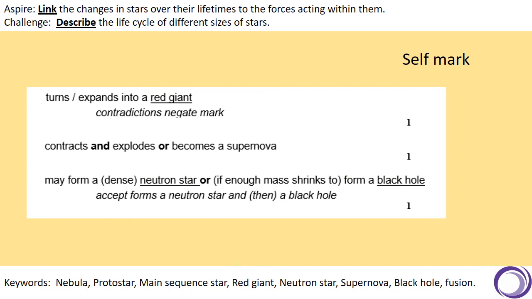So you've got on then, self-mark it again. So we've got that expansion into a red giant. That again, dodgy stuff going on here. It should be a red supergiant because we're talking about stars that are bigger than the sun. You can talk about it contracts and explodes, or if you just say it becomes a supernova, that's fine. And you've got a choice of what you say here because again, it depends on its size. So it could form a neutron star after the supernova, so the remnants of the material at the beginning could form a neutron star, or if it's a little bit bigger and you've got a little bit more gravity, it can collapse that little bit further into a black hole. 3 marks altogether.